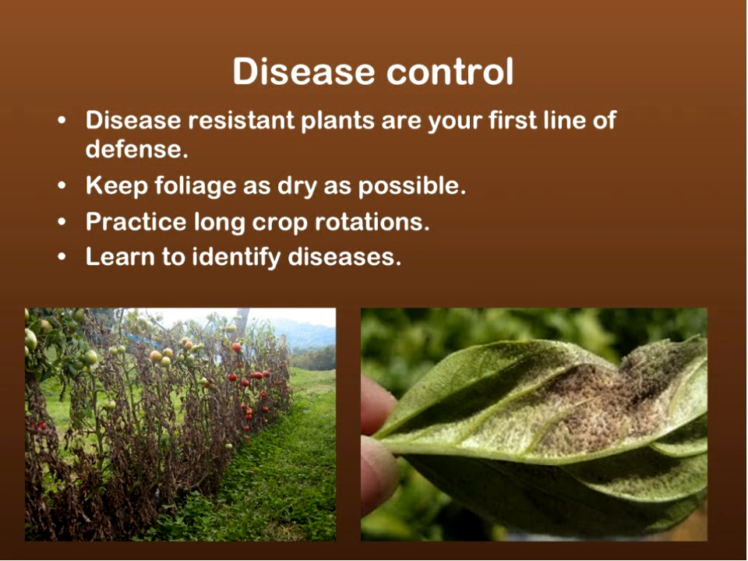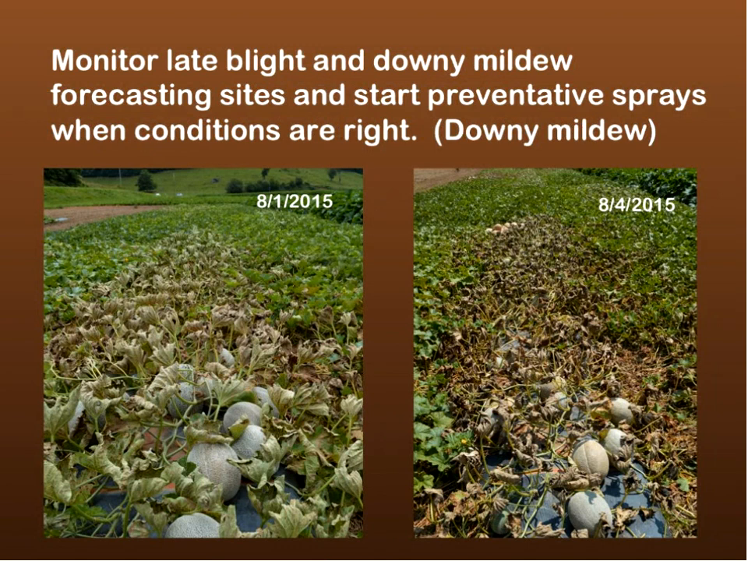And that is a variety that Dr. Randy Gardner bred here at NC State. It is a smallish tomato, but it has good late blight and early blight resistance, and it is a wonderful tasting tomato. So that came out of that heirloom type hybrid program. Also trying to keep your foliage as dry as possible, so having good air circulation and doing drip irrigation helps. Practicing long crop rotations, and of course learning how to identify diseases so you can do control pretty early on.